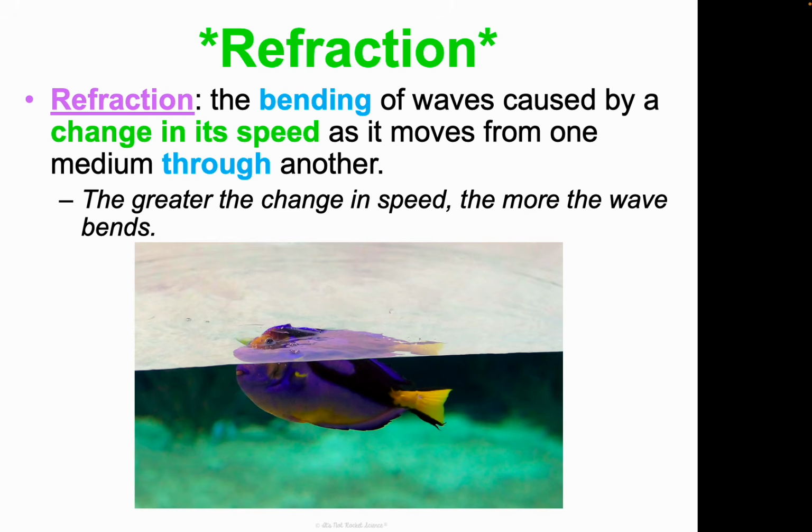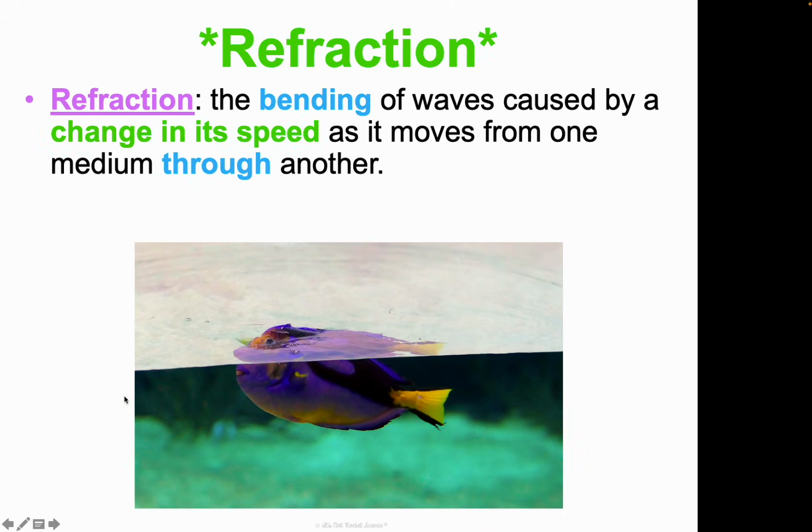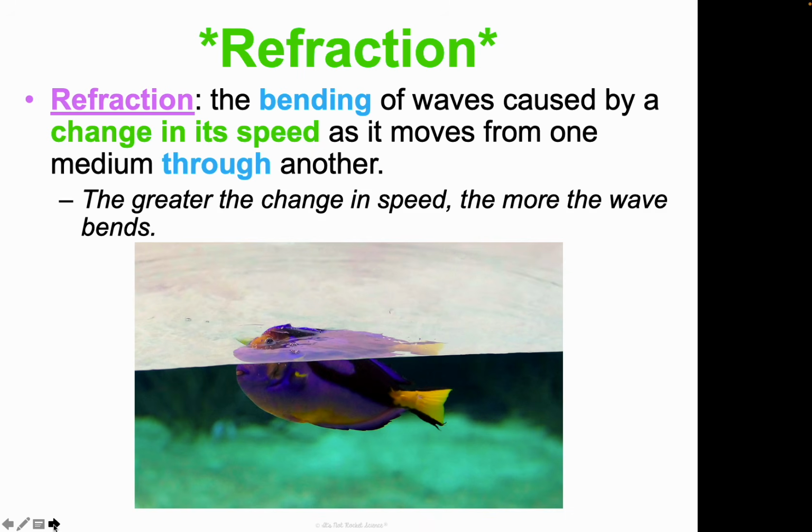So you may remember from concept 1, we talked about light waves like we see here. Light waves travel fastest in a vacuum. So looking at this picture, the light is bending as it moves from the air where it can move faster into the water where it can move slower. So that slowing down, that change of speed causes it to bend. And that's why the fish appears to be a little disjointed here. The greater the change in speed, the more the wave bends.